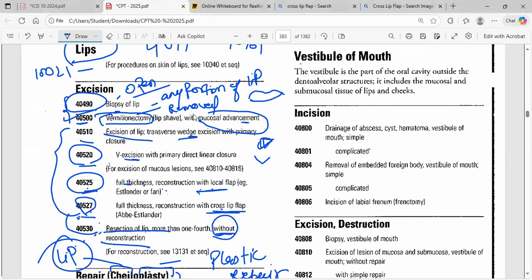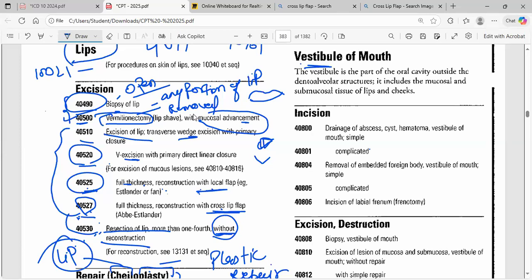Vestibule of mouth, tongue, floor of mouth, dental structures. So, vestibule of mouth. Vestibule of mouth is the space between the cheek, lip, and teeth. So, the internal portion, the space between the cheek, lip, and teeth is referred to as the vestibule of mouth, or we can also call it the buccal cavity.